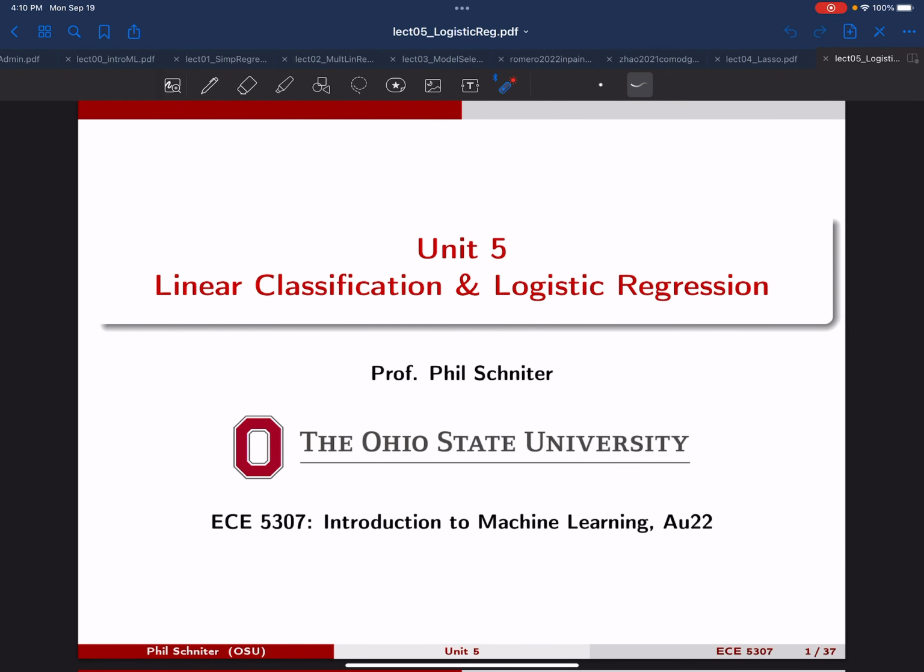Good afternoon, everyone. So we're going to start a new topic today that's different than regression. Until now, we've focused on regression as a way of covering some of the basics in machine learning, concepts like cross-validation and regularization, overfitting, underfitting, maximum likelihood. And now we're going to switch gears, look at a different application, a different task, and see that we can apply all those same ideas again.